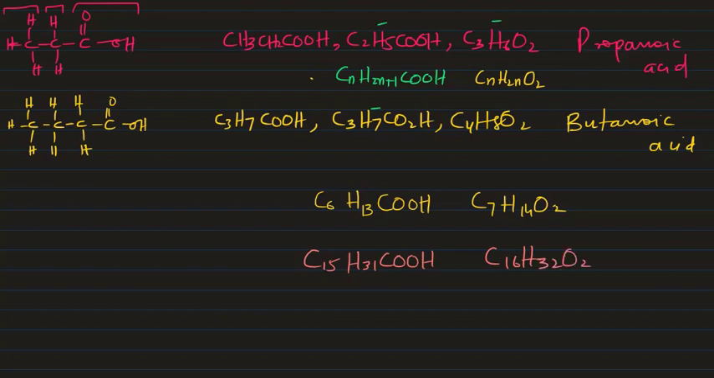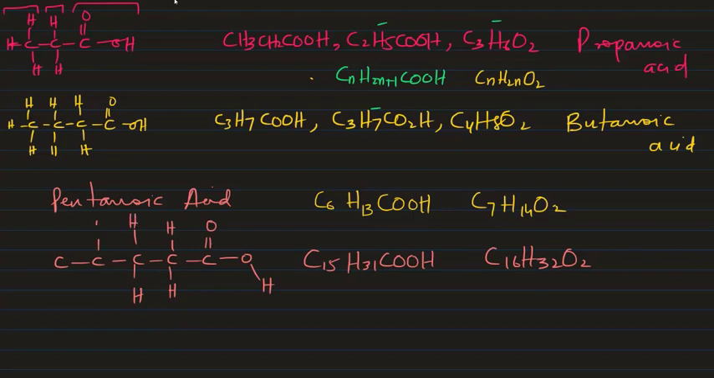They can ask you to draw the displayed formula. So let's write the displayed formula of, let's say, pentanoic acid. Pentanoic acid contains 5 carbons. So let's make 5 carbons first of all. These are the 5 carbons, and then one carbon you will use in making the carboxylic acid. This is how you will make it fully displayed. Fully displayed means all atoms and all bonds have to be shown. So this is the fully displayed formula of pentanoic acid.